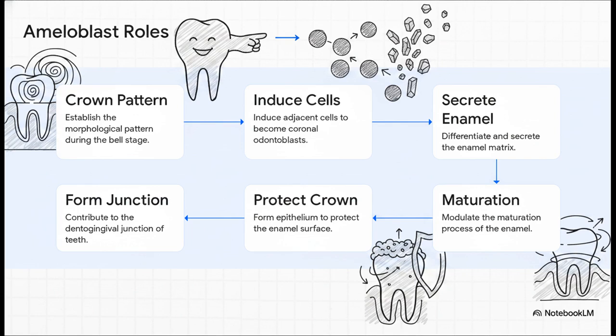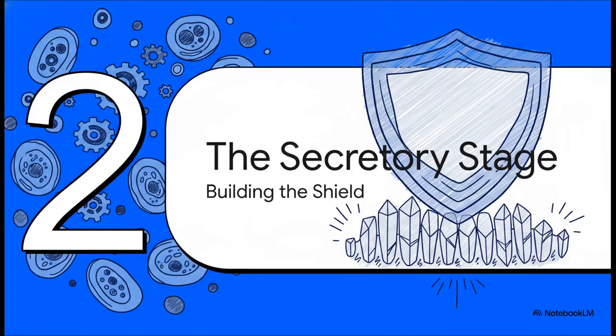Fourth, they don't just drop the enamel and leave. They stick around to modulate its maturation. Fifth, they form a protective layer right over that enamel surface. And finally, their sixth role is to actually help form the dentogingival junction once the tooth erupts. So, from the very first blueprint to the final seal against your gums, they are intimately involved every step of the way. Moving right along to Section 2, the Secretory stage, building the shield.